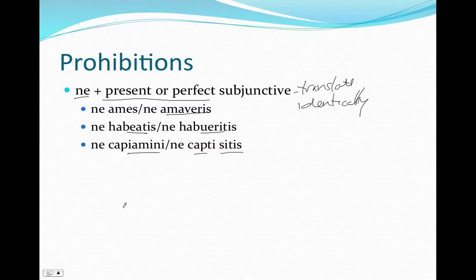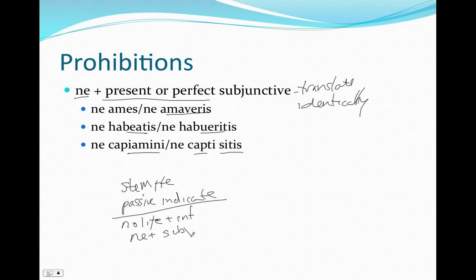So those are the imperatives. The singular is going to be the stem, or the stem plus te for the plural. The passive is going to look like the passive indicative. And for the negatives, we're going to use noli or nolite plus the infinitive, or ne plus the subjunctive.